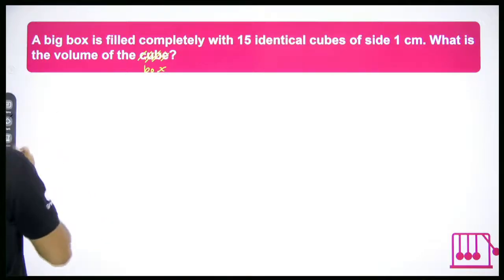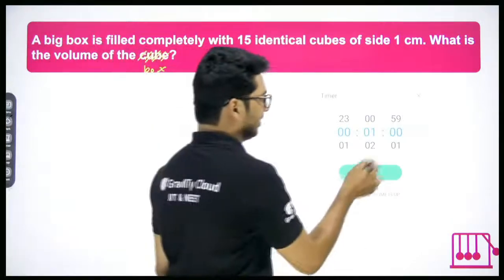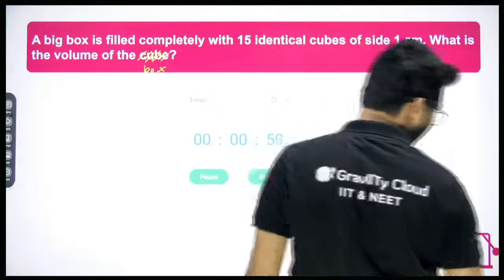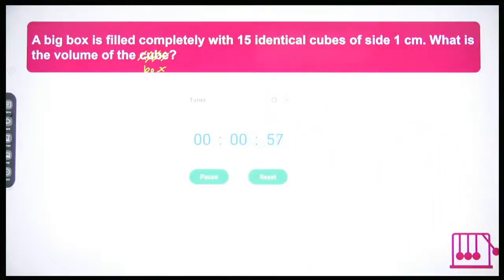So I'll give you 1 minute. So please solve it, everyone. To get the volume of the box, in that box you have a total of 15 cubes. So it would be a simple, straightforward multiplication. So please do it.